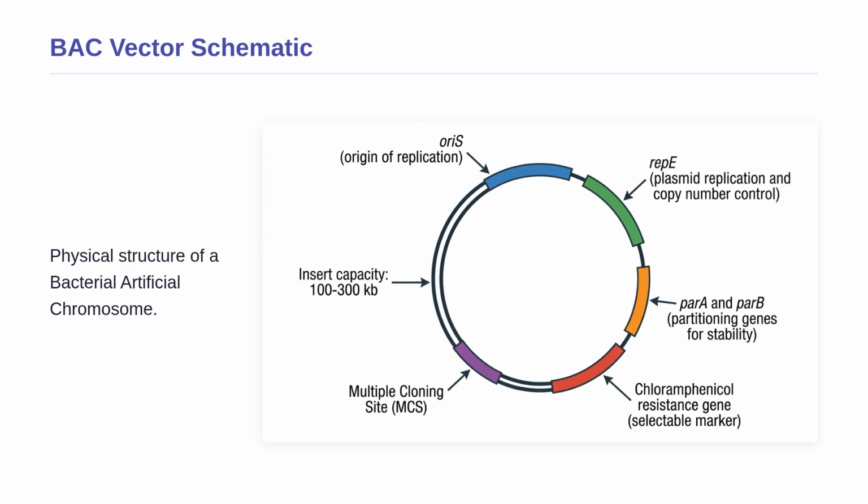Having proven the mathematical efficiency of BACs, let us look at their physical structure. On screen is a schematic map of a bacterial artificial chromosome. Notice the circular DNA structure. The key components include the origin of replication, labeled ORI-S, and the Rep-E gene, which together control the strict copy number. You can also see the parA and parB genes, which ensure the plasmid is stably partitioned during bacterial cell division. Finally, the large gray region represents the massive insert capacity of 100 to 300 kilobases, where the foreign animal DNA is spliced in at the multiple cloning site.